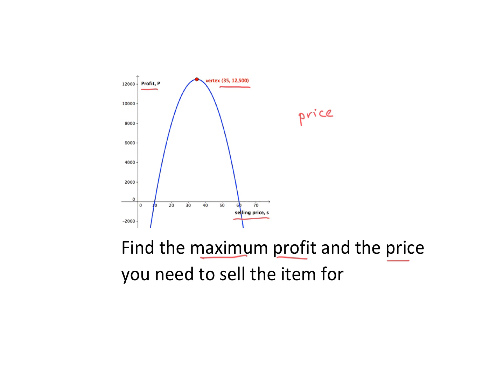So the price is the first component because the x value is the price. So the price is $35. And then the y component, this is my y-axis, is profit, which is the second coordinate. So the profit is 12,500. So that's my maximum profit at the price of $35.